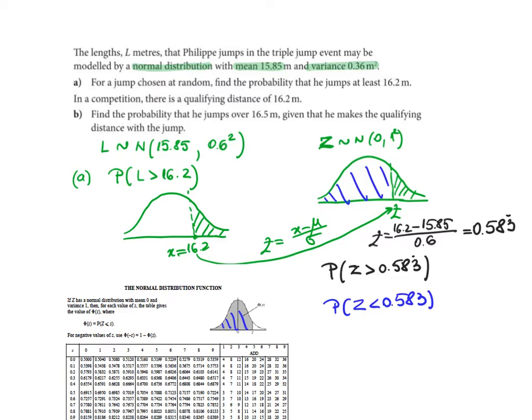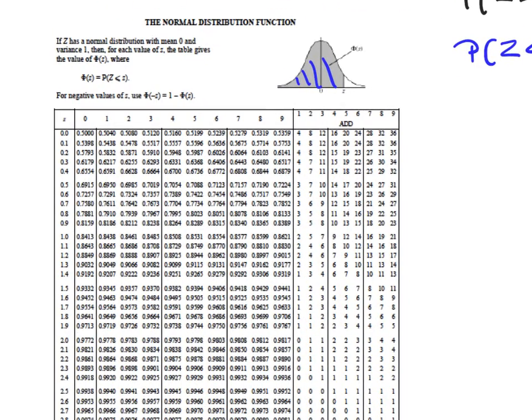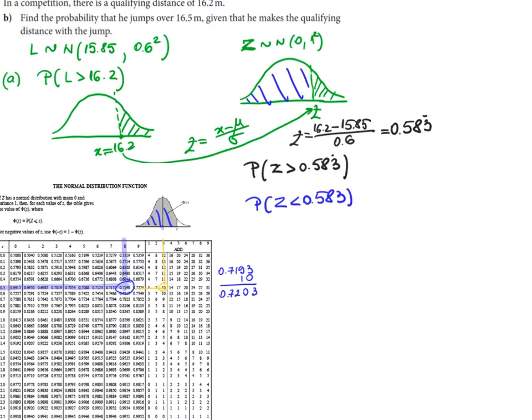So let's look for 0.583. So 0.58 is 0.7190, and then I need to continue to look for the line with a 3. So I have to add a 10. So I add a 10, and I get 0.720. Therefore, this area is 0.720.